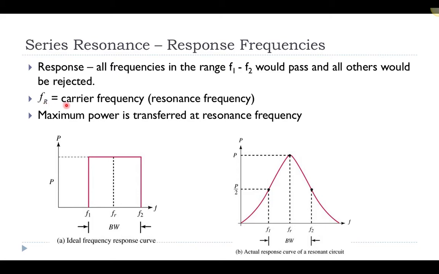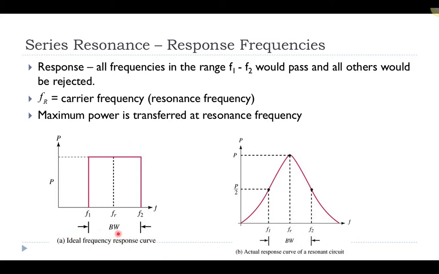F sub r is our carrier frequency, and it's also our resonance frequency. The idea is that the radio station out there has some carrier frequency that it's sending its signals out on, and we want our circuit to be able to pick up that particular frequency and have a maximum power transfer at that resonance frequency.